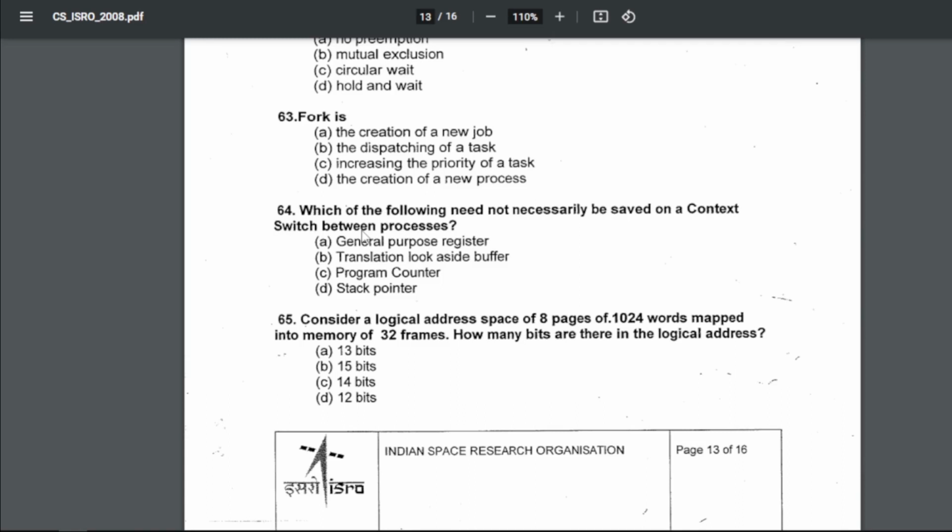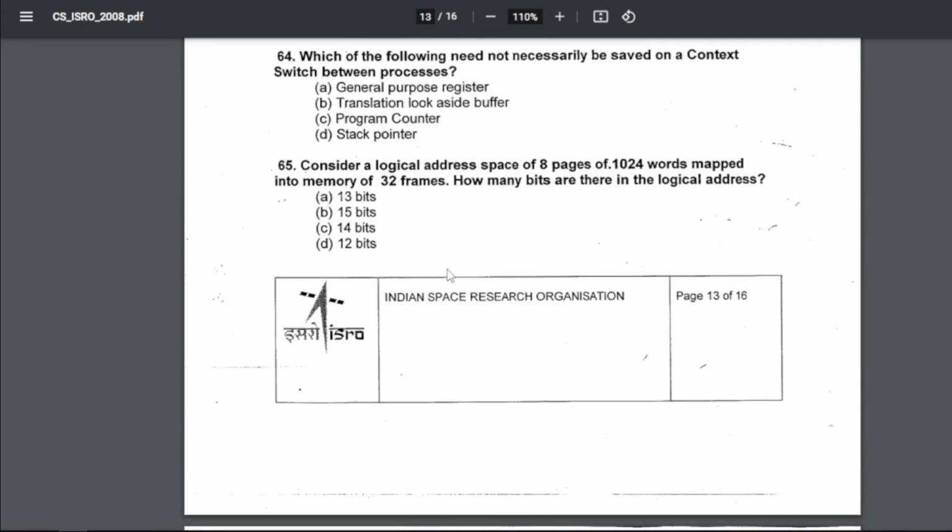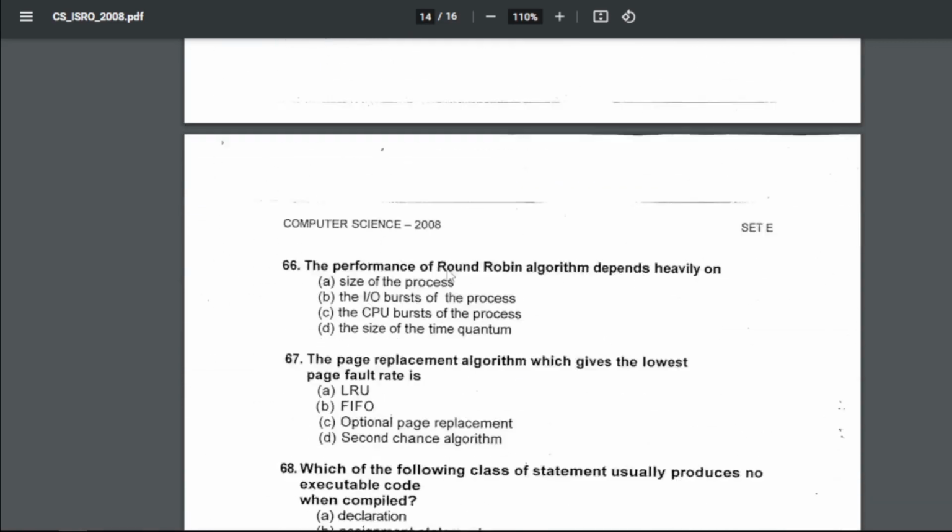Next question is 64. Which of the following need not necessarily be saved on a context switch between processes? So for this our answer will be B, that is translation look-aside buffer. So translation look-aside buffer need not necessarily be saved on a context switch between processes. Question number 65 is consider a logical address space of 8 pages of 1024 words mapped into memory of 32 frames. How many bits are there in the logical address? So for this our answer will be A, that is 13 bits, right?